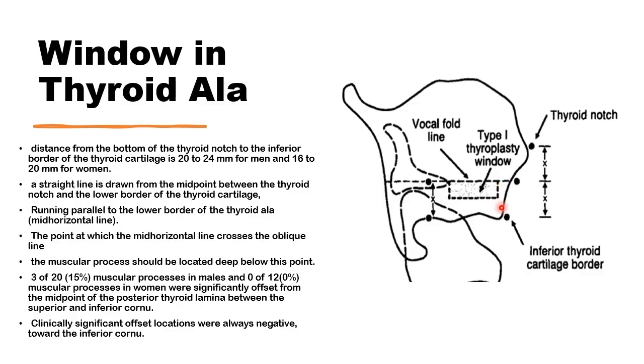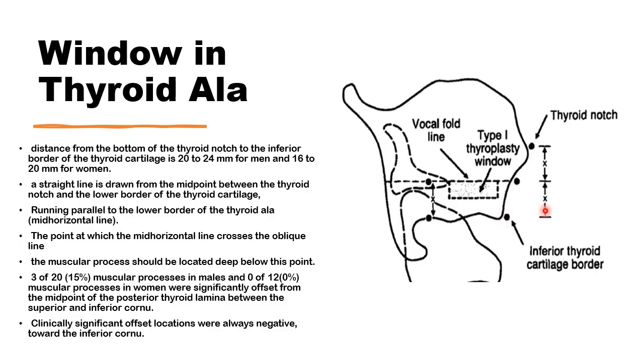This rectangle would mark the anterior window created for type 1 thyroplasty medialization procedure. To gain access to the muscular process of the arytenoid, you need to place a square window posterior to this rectangle window. Both windows would have their upper edge as the mid-horizontal line created from identifying the midpoint between the lower part of the thyroid notch and the lower edge of the thyroid cartilage in the midline.